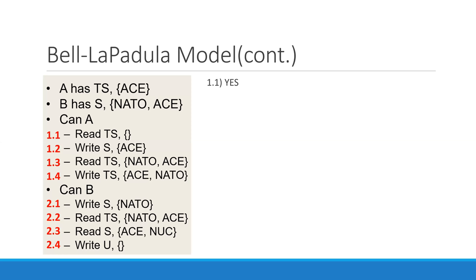Can A write to a secret document that has an ACE security clearance category? No, because A cannot write down, as we went over before. A could write to this document if it was top secret clearance. However, since it is below A's current security level, it is not going to be able to write to that document. And then, can A read a top secret document that needs NATO and ACE categories?